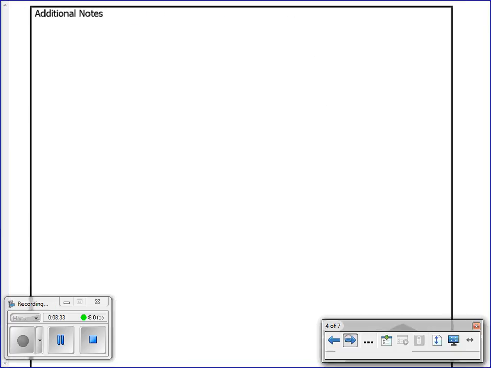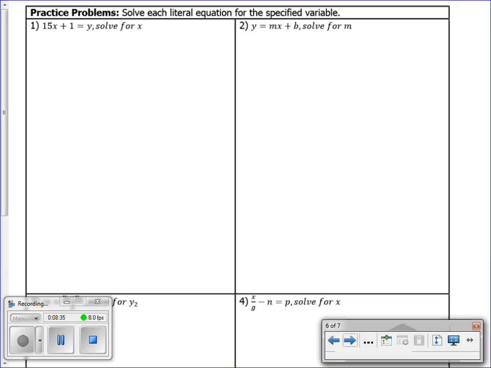There are no additional notes. And let's just look at some of the practice problems. We have 15x plus 1 equals y, and it's asking you to solve for x. So again, I like to box the x, draw a line down my equal sign, and I'm going to cover up this 15x with my hand, and I'm going to ask myself, if I cover up 15x, I have this plus 1 left over. How do I move plus 1 to the other side? I subtract 1.